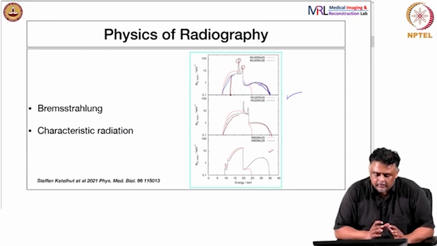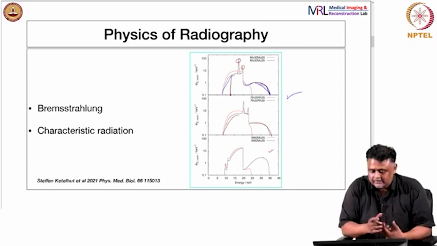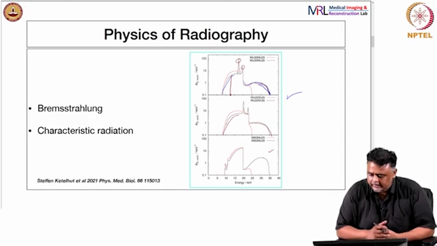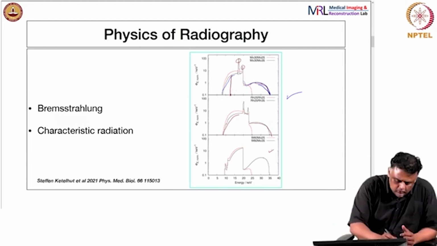The process of generating these peaks as well as the Bremsstrahlung is slightly different. We will briefly look at how these are produced.